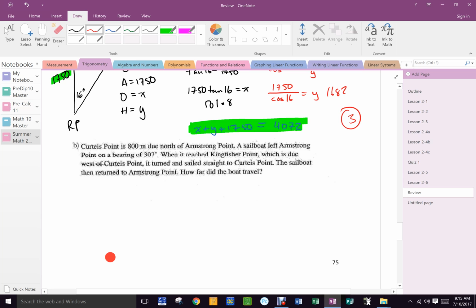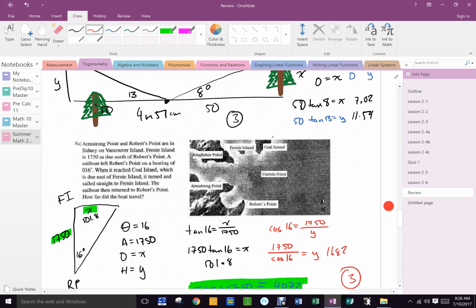So the next one, Curtis Point is 800 meters due north of Armstrong Point. So you look on your list. There's Armstrong Point. Now, guys, I feel bad about this because you had to look really closely. There's a line right here from Curtis Point to there.